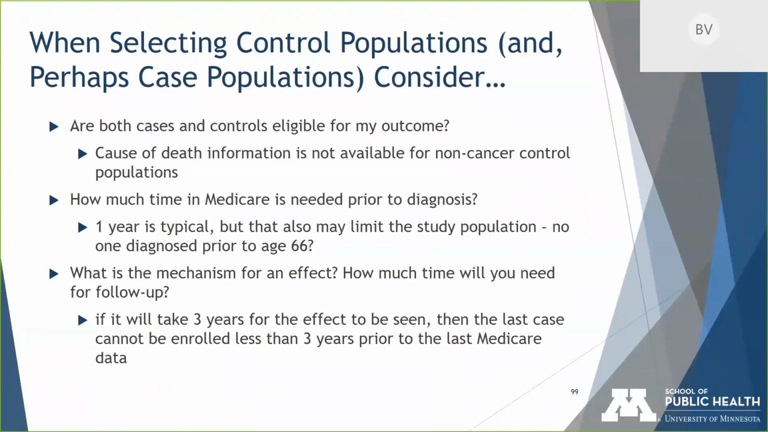And then consider how much time you'll need to look for the follow-up care. If it'll take 3 years for the effect to be seen, then you want to look 3 years. And again, like we've talked about before, your last case can't be enrolled less than 3 years prior to the last enrollment date that we have available for Medicare. So again, it's just really thinking through the methods so that you have a well-defined case population and a well-defined and comparable control population for your study of interest.